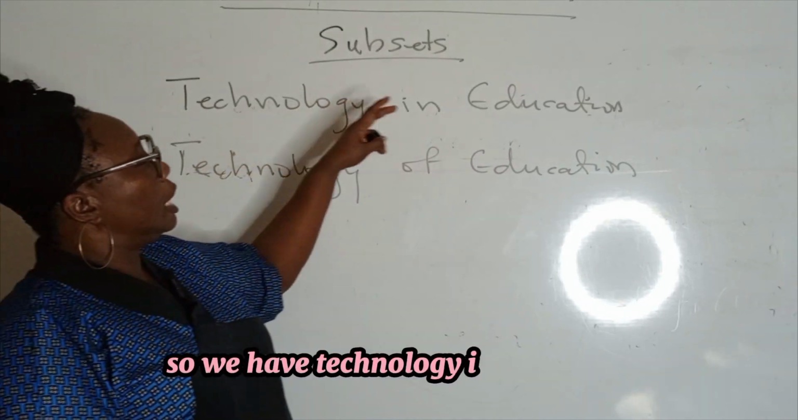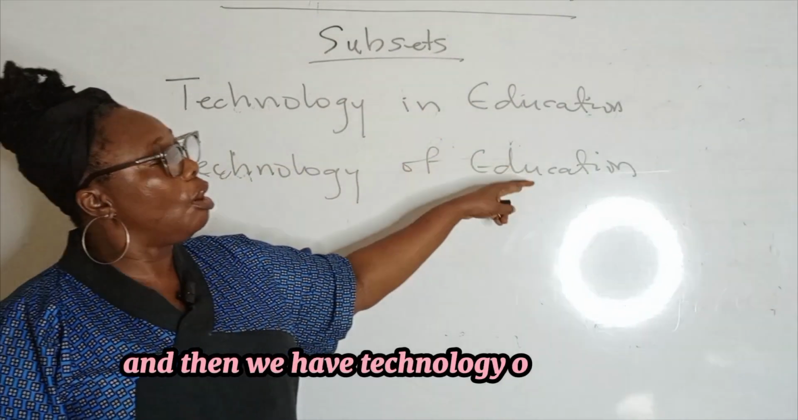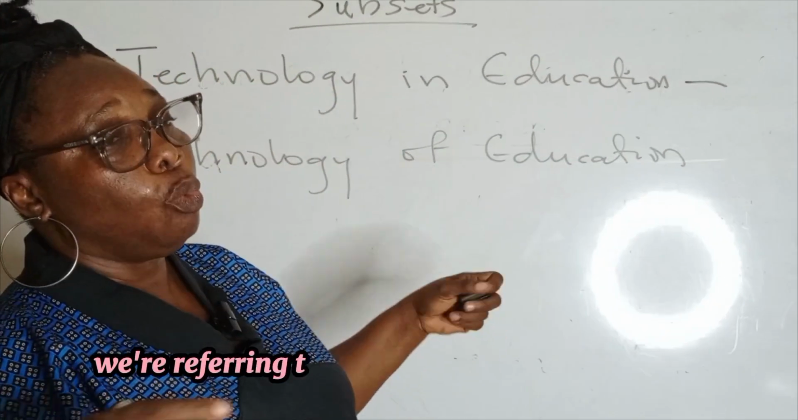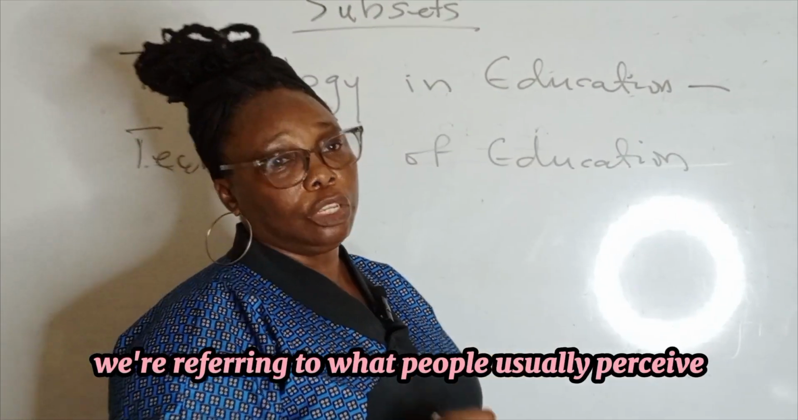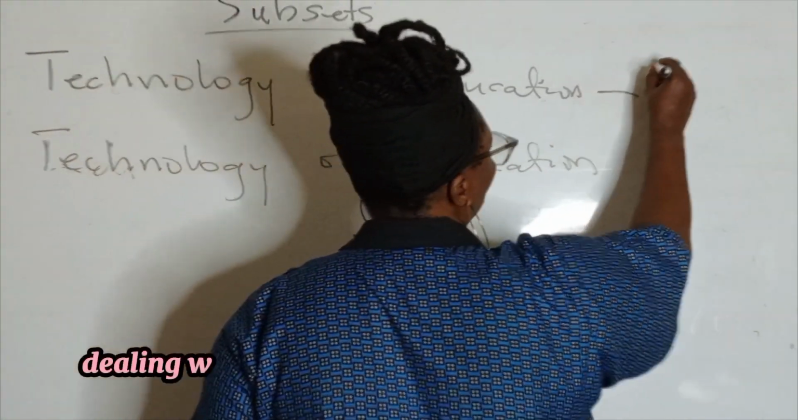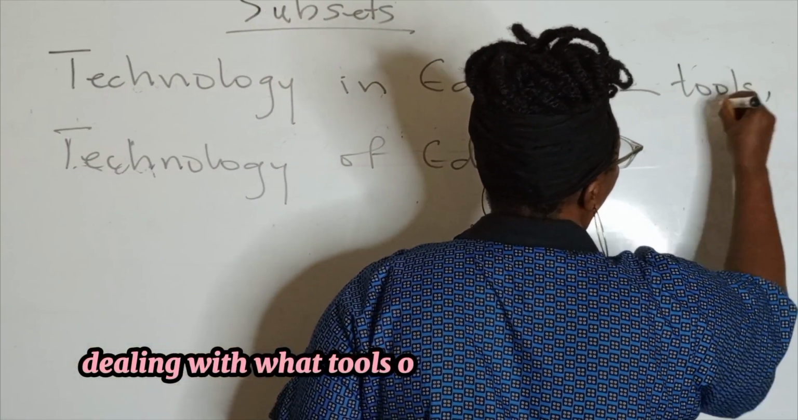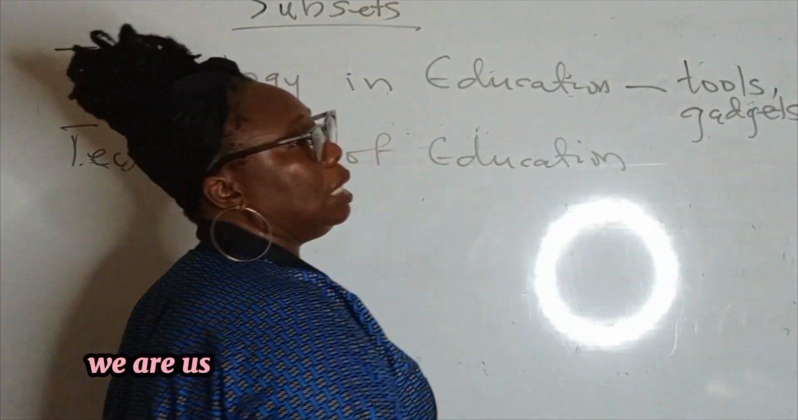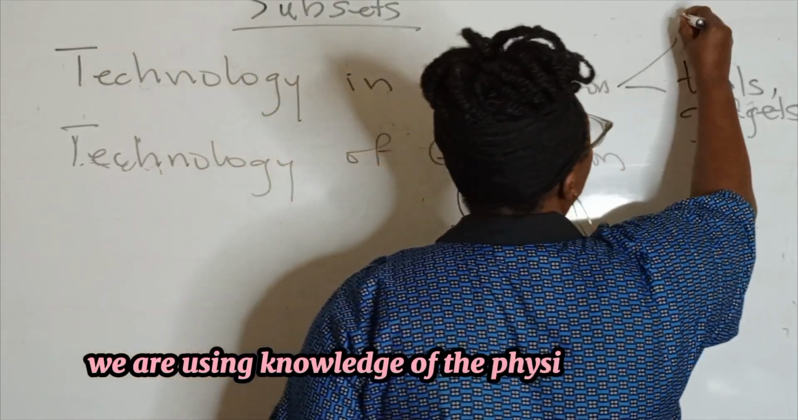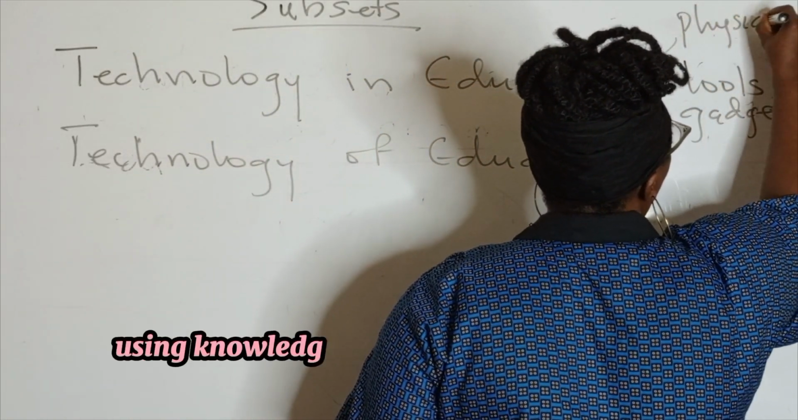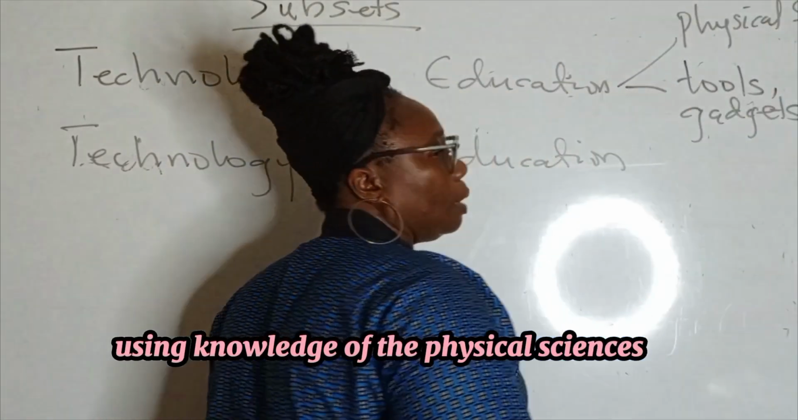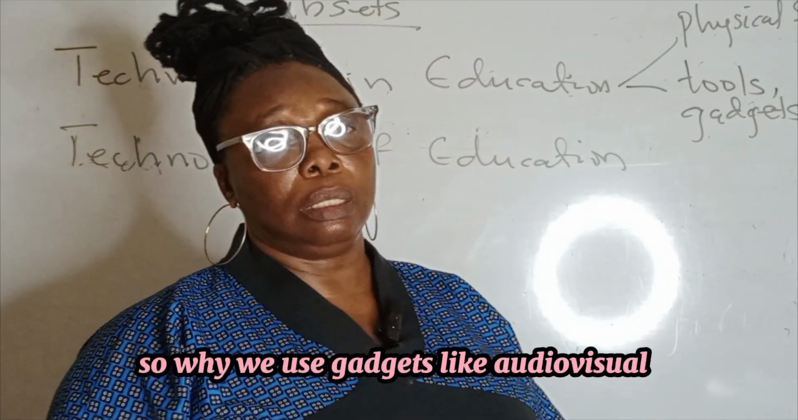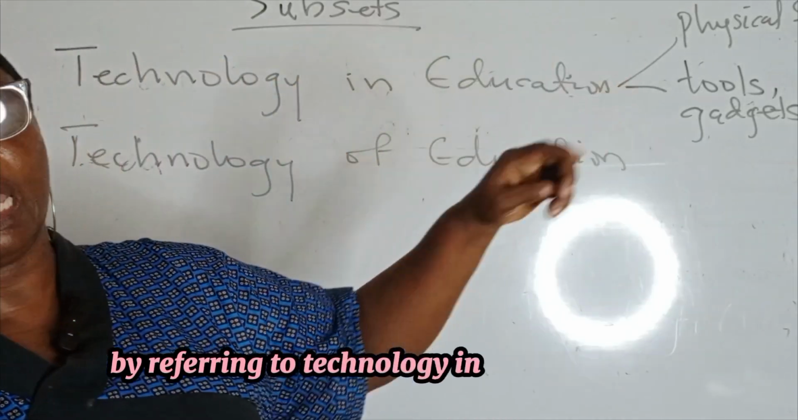So we have technology in education, and then we have technology of education. In talking about technology of education, we're referring to what people usually perceive educational technology to mean, dealing with what? Tools, or what we call gadgets. And in doing that, we are using knowledge of the physical sciences in education. So when we use gadgets like audiovisuals, we're referring to technology in education.